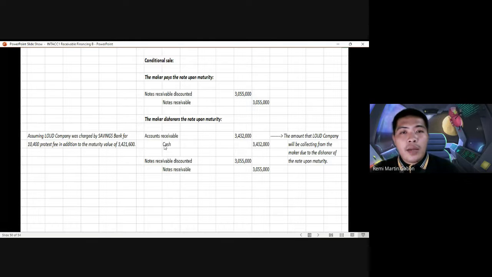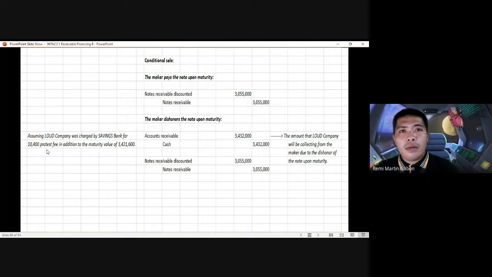Okay? Then credit tayo ng cash for the total amount of 3,432,000. Kasi yung amount na to is yun yung lahat ng amount na binayad natin kay Savings Bank. Okay? Kasi si Savings Bank hindi nabayaran ng maturity. And in order for Loud Company to pay Savings Bank, si Savings Bank kinulit niya si Loud Company. Okay? Then chinarjan pa niya si Loud Company ng protest fee.